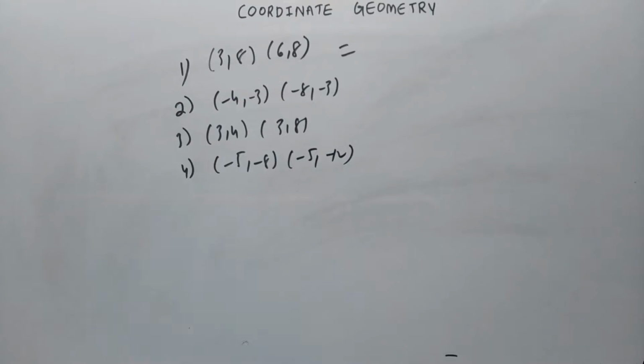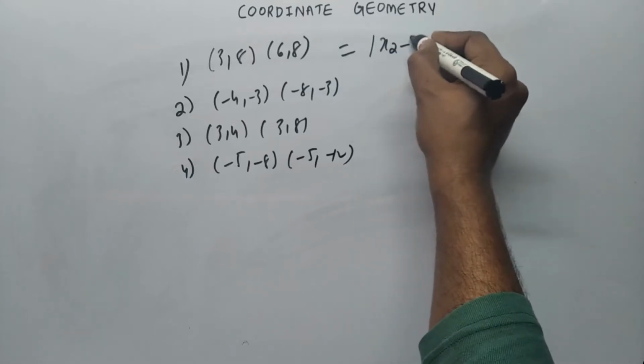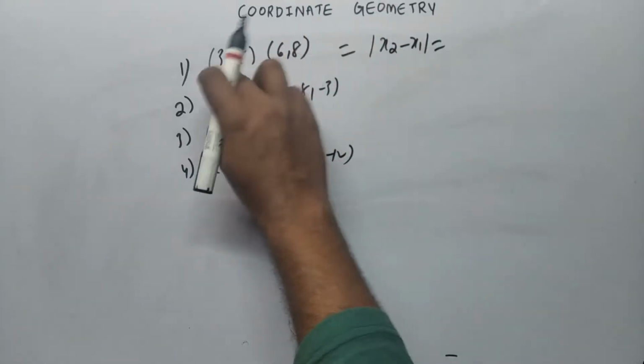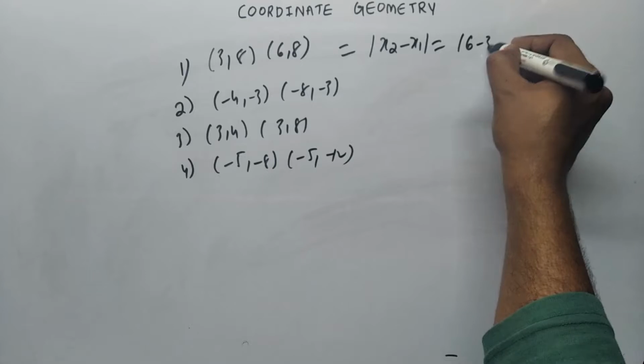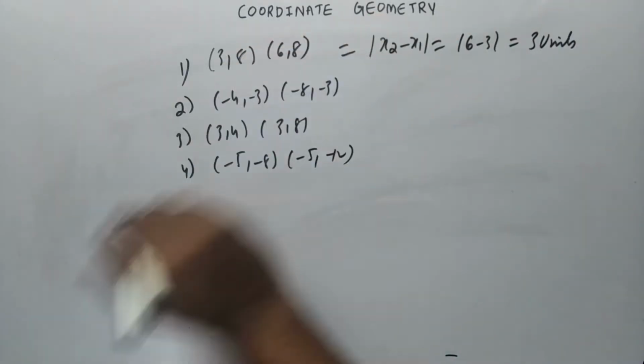As I explained, if you have the same coordinates, here also we have the same y coordinate, so the formula will be x2 minus x1. Second term minus first term, so 6 minus 3, so the answer is 3 units. The distance between these 2 points is 3.